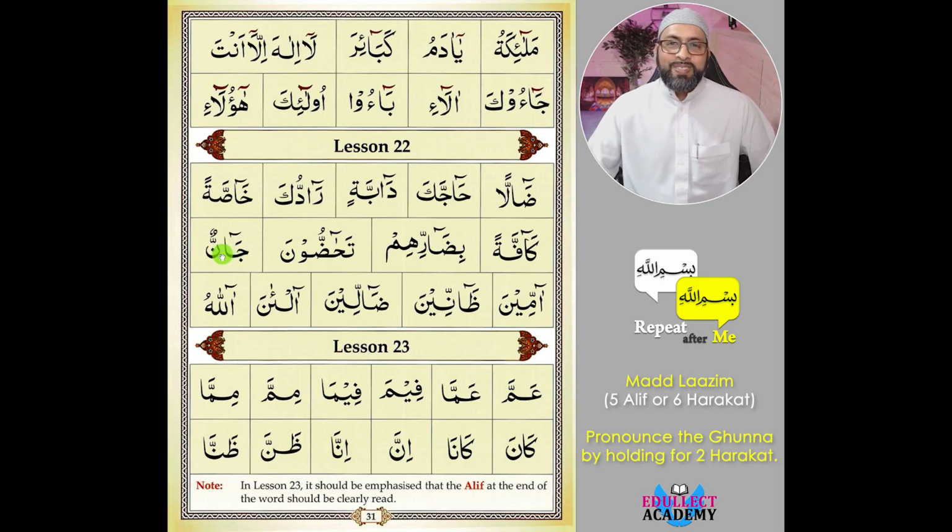This one is jann. Again, you have to hold the nun, okay? Again, jann. Okay, note, I'm actually making it 5 beats long or harakats long, and then the ghunna is 2, and then nun, okay? So, jann. Repeat. MashaAllah.